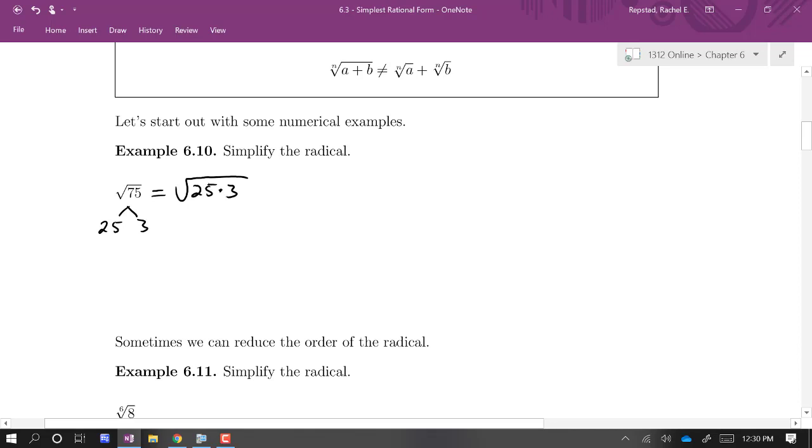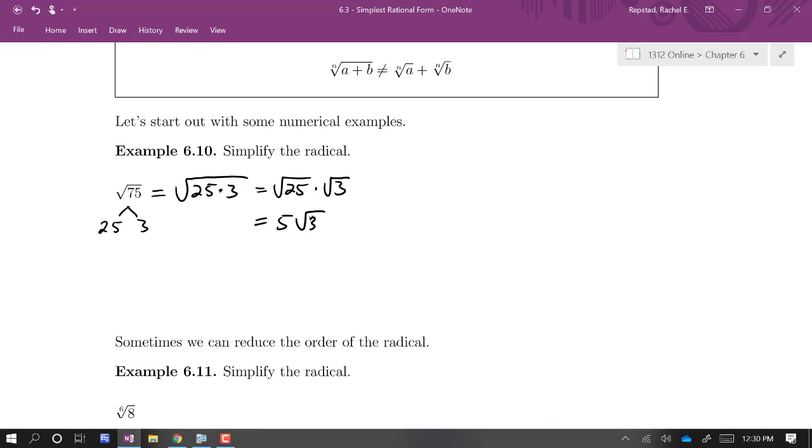I could rewrite this as the square root of 25 times 3. And I'm choosing to rewrite it this way because 25 is a perfect square, so I can split up a radical over multiplication. This is the square root of 25 times the square root of 3. And I know that the square root of 25 is 5, so I get 5 square roots of 3. So this kind of depended on me recognizing the perfect square when I saw it.